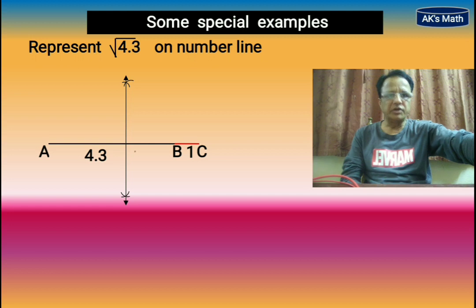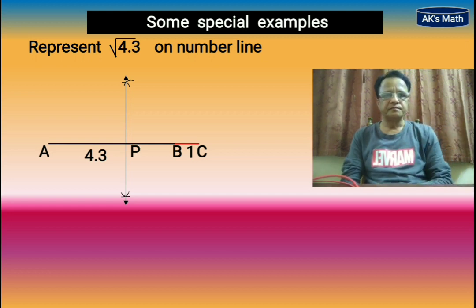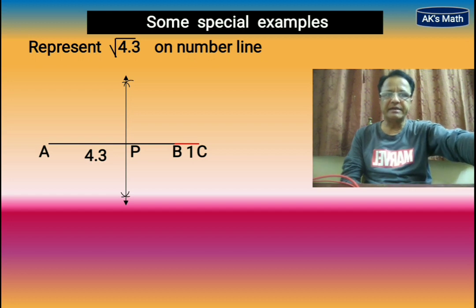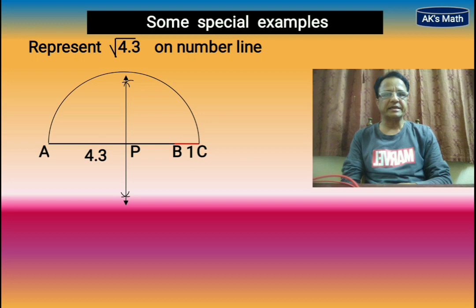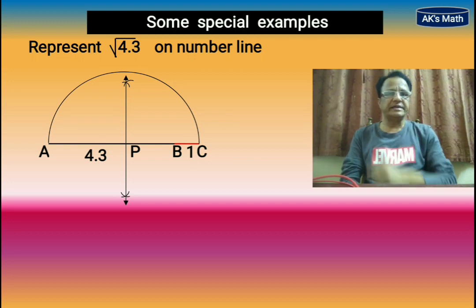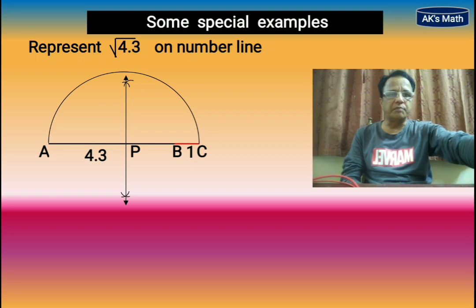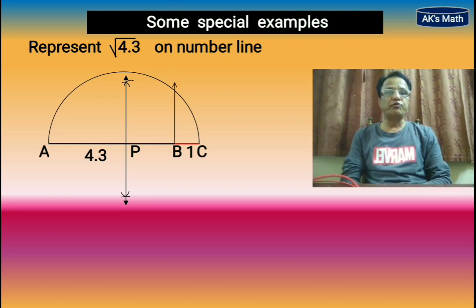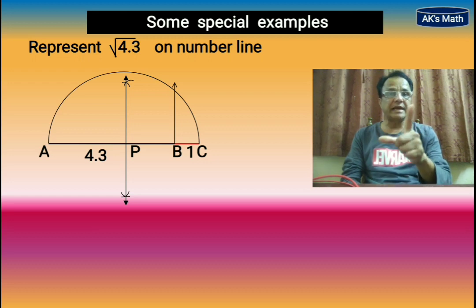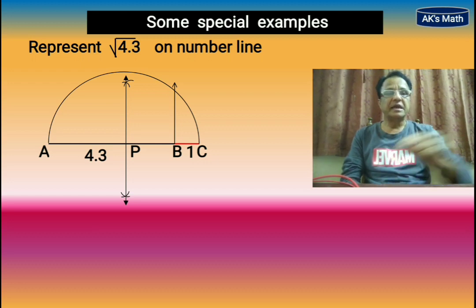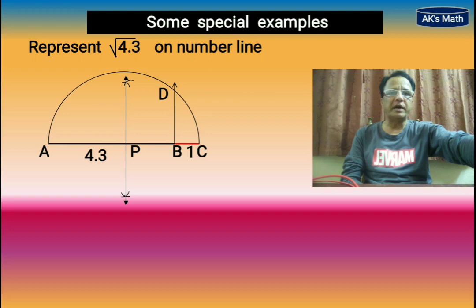Label it as one new point, P. Now put your rounder on P and draw a semicircle of radius PA or PC like this. After drawing this semicircle, draw a perpendicular at point B, which will intersect that semicircle. Label it as one new point D.